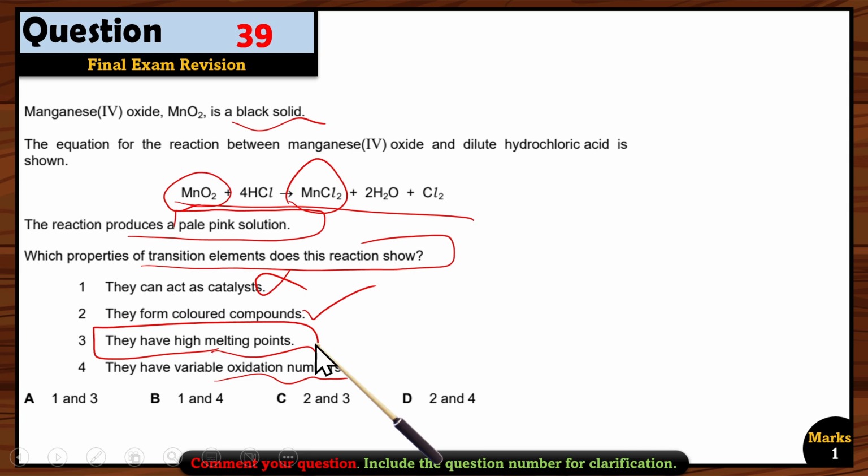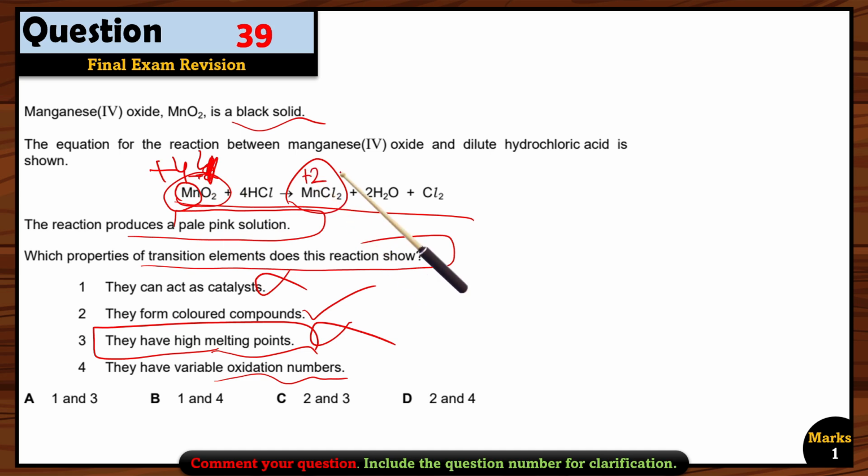We already know that transition metals have high melting points, but here they are talking about the compound, right? And they have not shown you anything about the melting point in this reaction. So this option we cannot choose. In this reaction, we have to choose the option only. So O2 here is -2, it means Mn here is -4, right? So how much is it now? This is +4, right? Now, what about manganese?